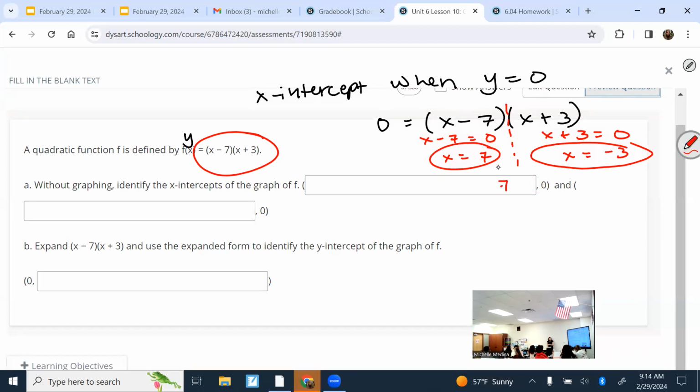I don't think it should matter the order that you write these. I'll check in a second. But that's why it happens to be the opposite sign. And then down here, you would have to either FOIL, box method it, or you could do what I taught you. The y-intercept is when what happens? What's true about all y-intercepts? Something is your y-intercept when what happens?